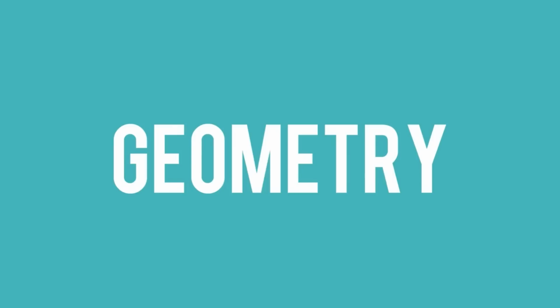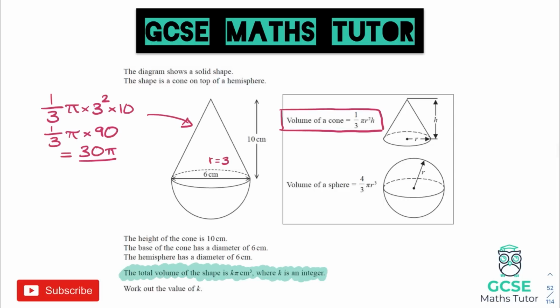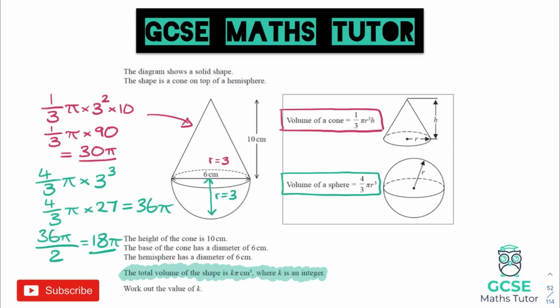Okay, on to some geometry. If you have cones and spheres, again you'll be given the formulas for a sphere, so you just need to substitute the values of the radius into both of those formulas and then find them. If you are asked to write it in terms of pi, that's fine as well. You just need to make sure you're happy with squaring and multiplying. So for this one, we just had to find both volumes.